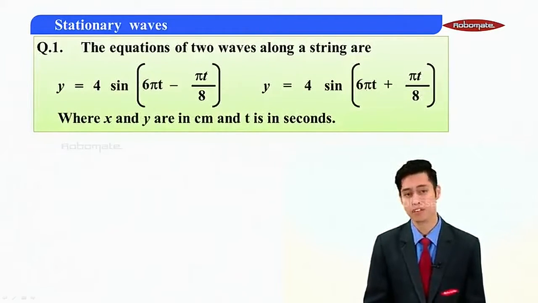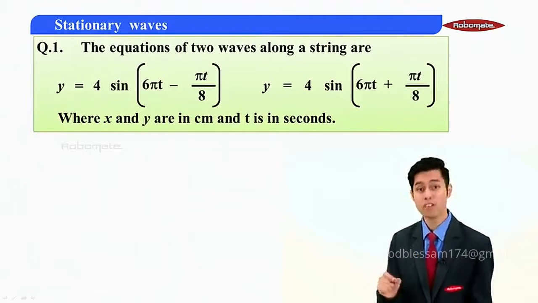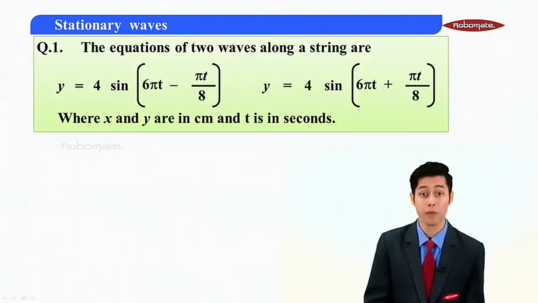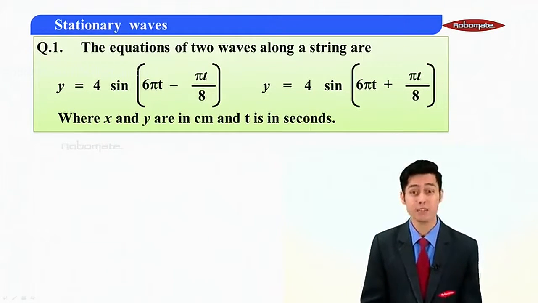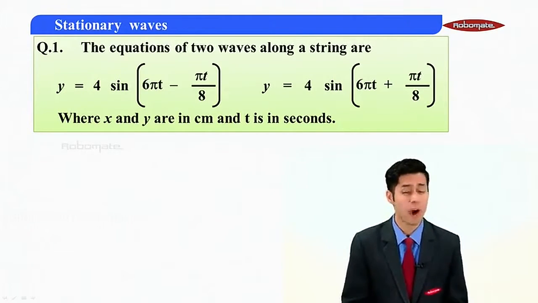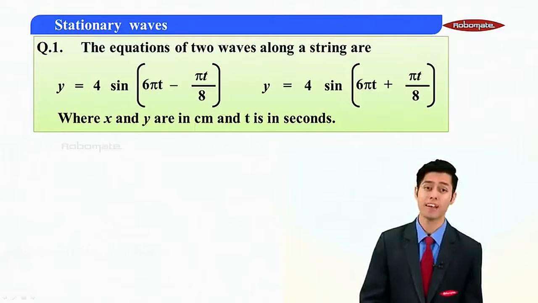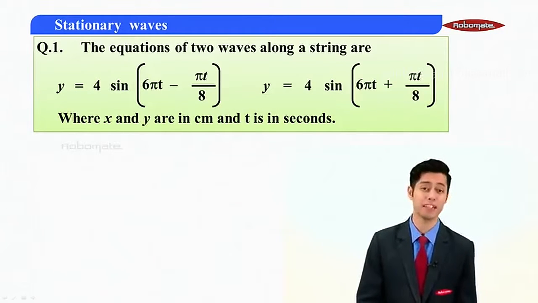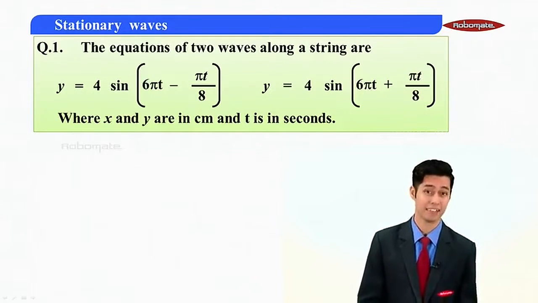The very first question comes like this. The equations of two waves along a string are given by y is equal to 4 sine (6 pi t minus pi x by 8), and the second equation, y is equal to 4 sine (6 pi t plus pi x by 8), where x and y are in centimeter and time is in second.